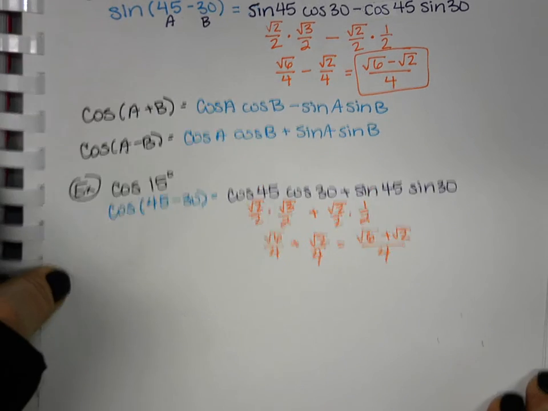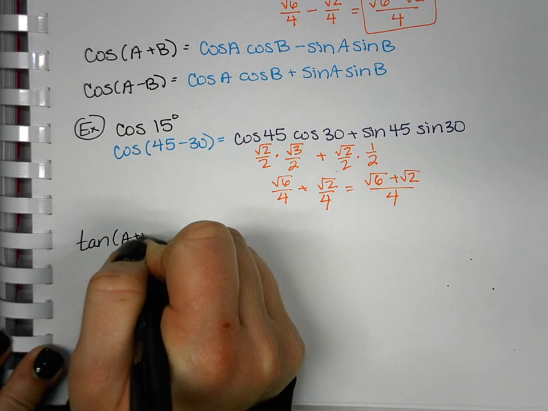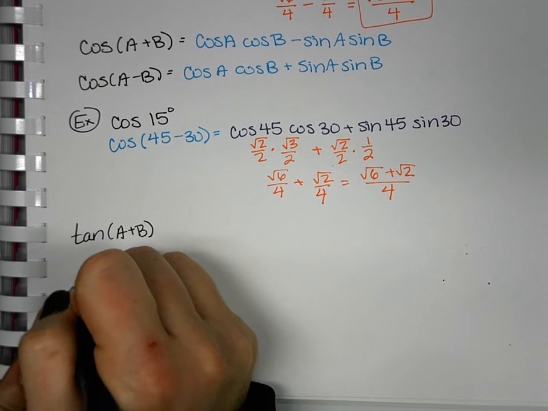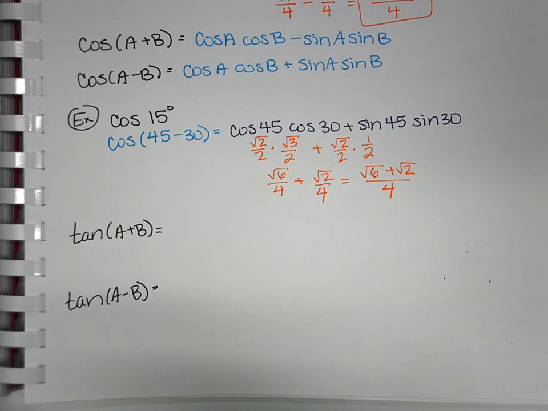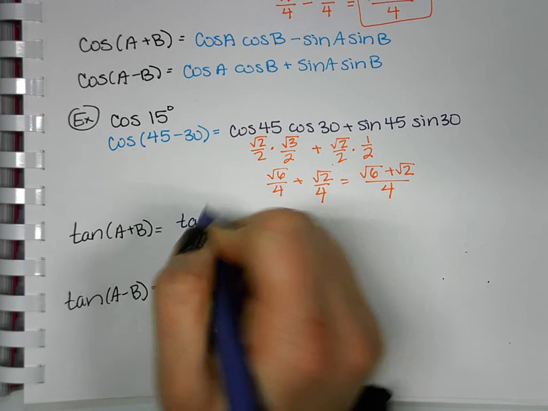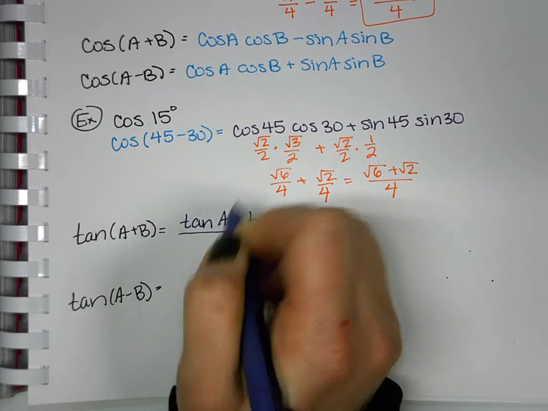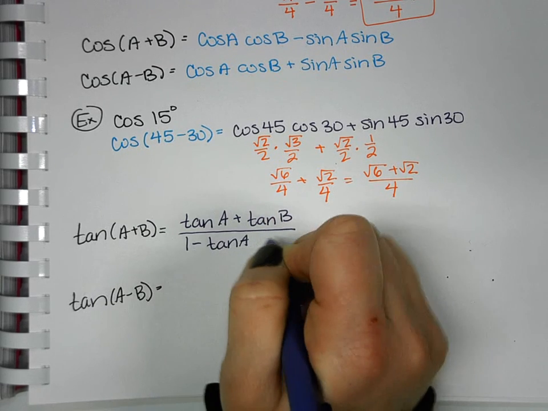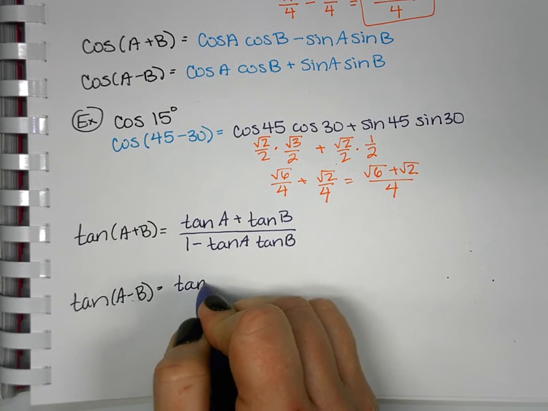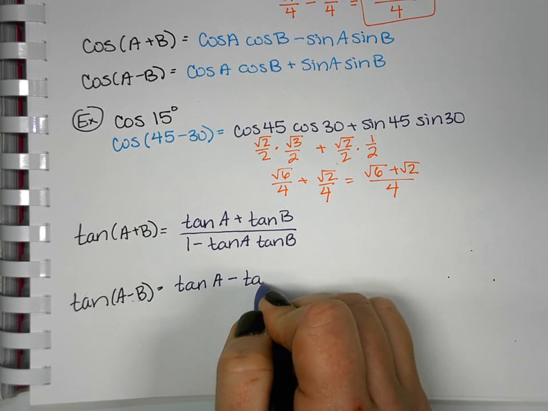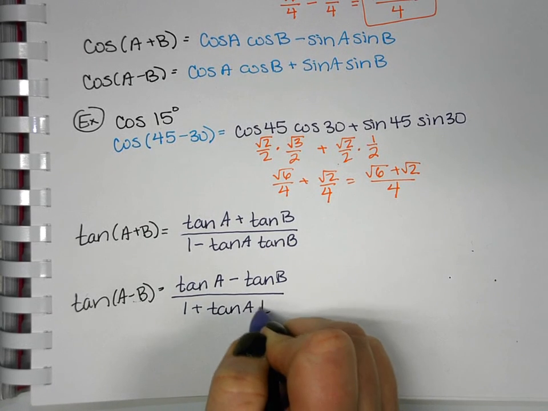So lastly, we have tangent. The tangent of A plus B and the tangent of A minus B. The tangent of A plus B we can write as tangent A plus tangent B over 1 minus tangent A times tangent B. When we turn it into a subtraction, the pattern's the same, tangent A minus tangent B all over 1 plus tangent A tangent B.